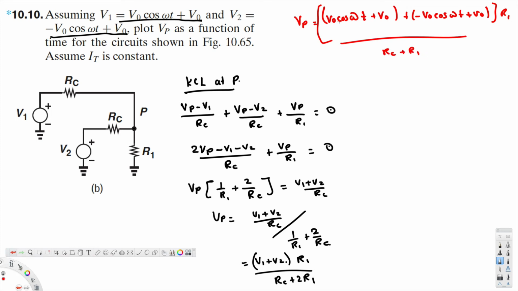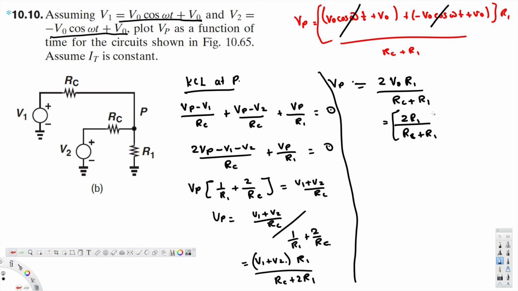Now here you can see we have positive V0 and negative V0 cos omega t terms that cancel, and the constants become 2V0. So VP is going to be equal to 2V0 times R1 divided by RC plus 2R1. Okay, finally we can take the V0 common. So this will become 2R1 divided by RC plus 2R1, times V0.